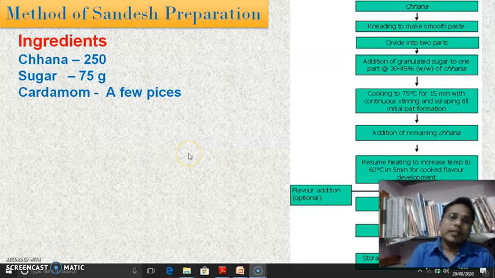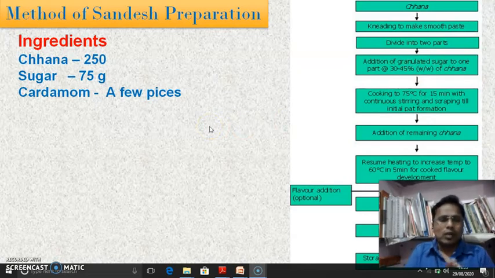So do the practical at home, and when you do the practical at home, it would be very beneficial to you to memorize the flow diagram and the method of sandesh preparation for the final examination. So this lecture helps you in both ways. You are learning a new product preparation at home, and also you are doing your study at home in this COVID-19 era. So thank you very much for listening to my lecture carefully.